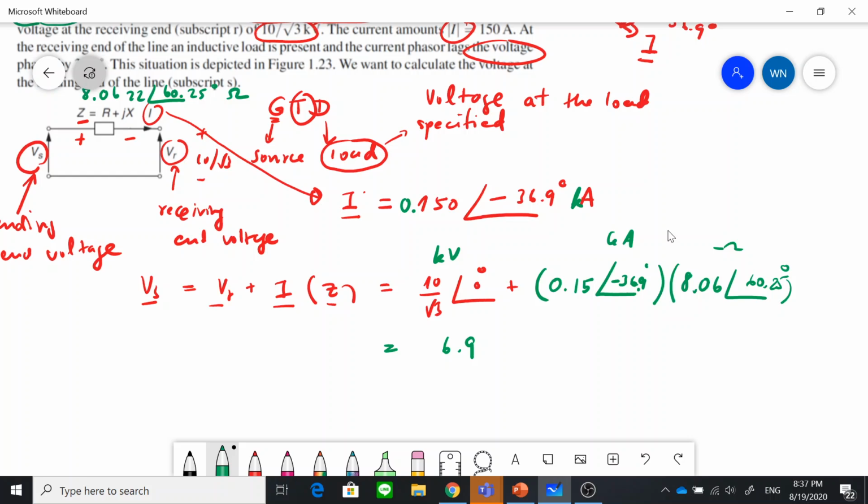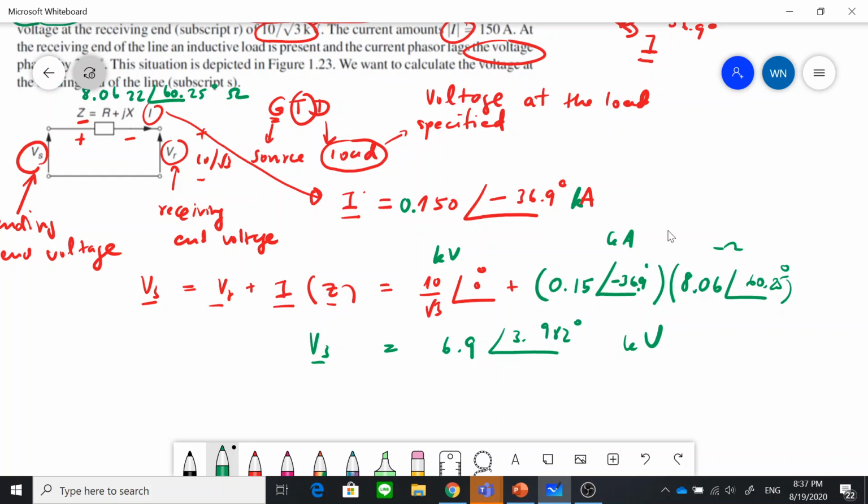Whenever we have a complex calculation like this, and the angle should be 3.982 kV. Okay, this is Vs. This is the calculation.